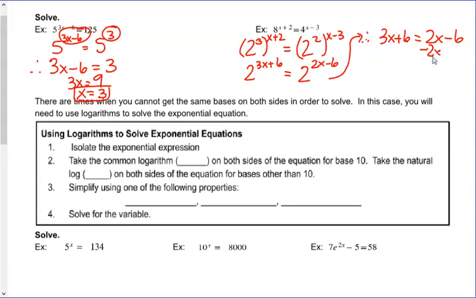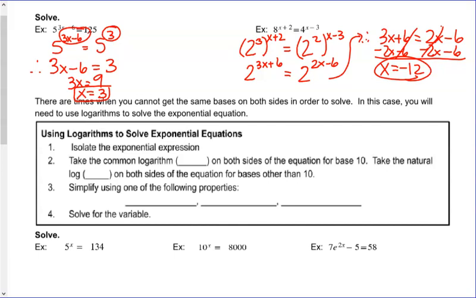I'm going to subtract 2x from both sides. I'm going to subtract 6 from both sides. These two are going to cancel, and I'm left with an x, and I'm left with a negative 12. Therefore, to solve this equation, x would have to be equal to negative 12 in order for that to be true. Okay? All right, very good.